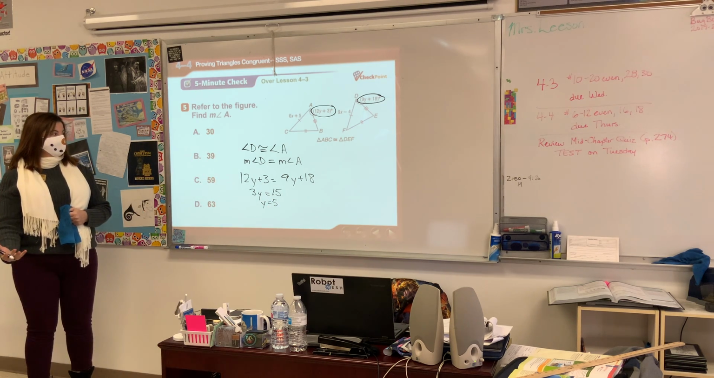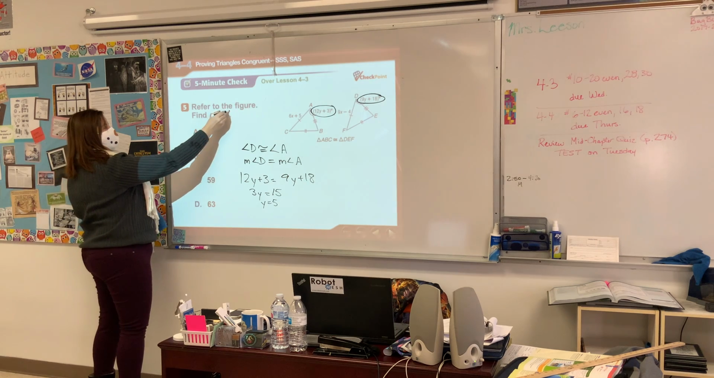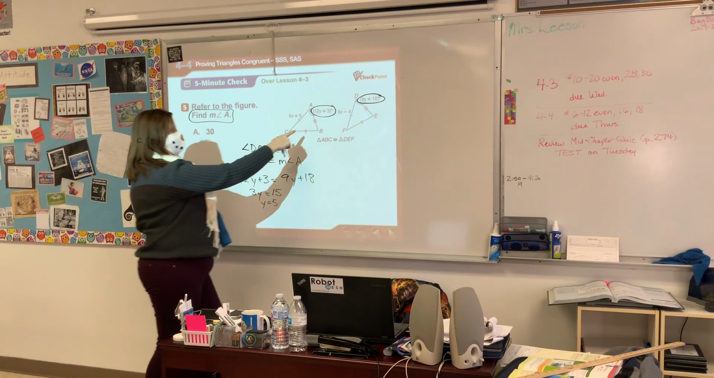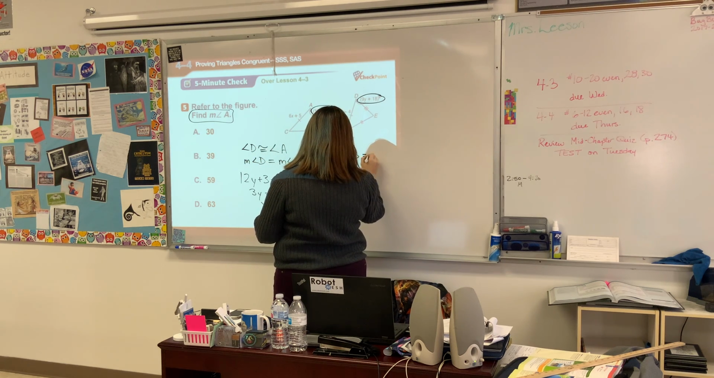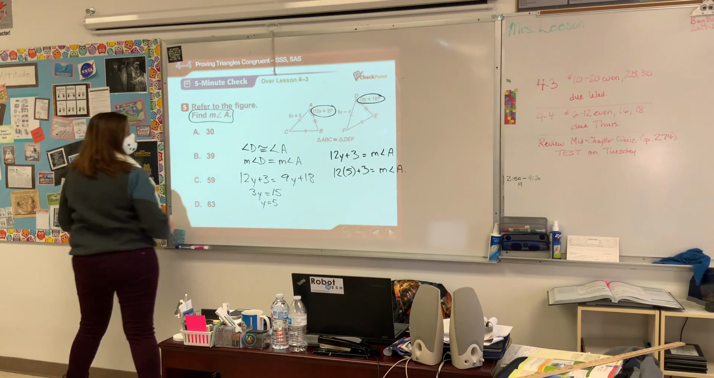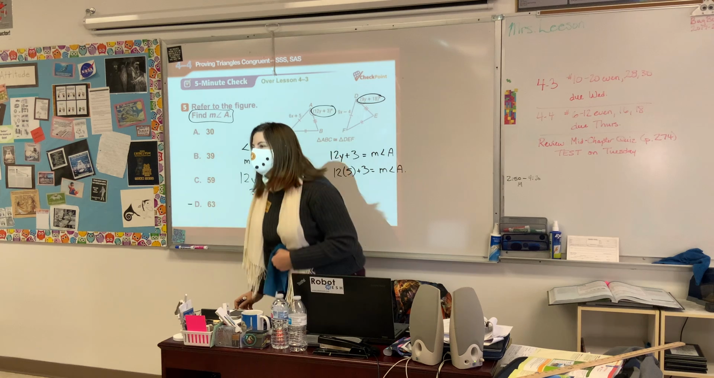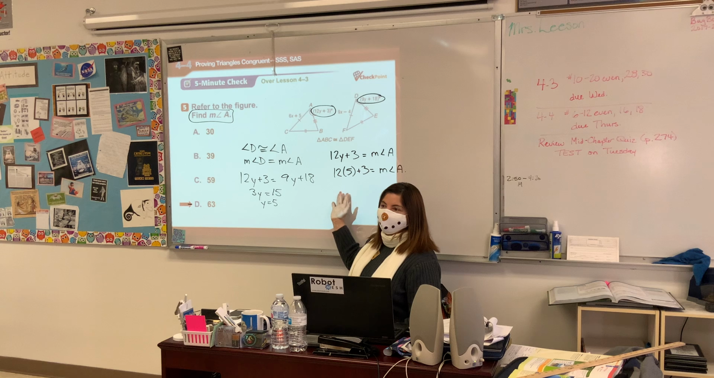Am I done? It's not an answer choice. I'm not done. We weren't asked to find y, we were asked to find the measure of angle A, which is 12y plus 3. And that's 12 times 5 plus 3 equals the measure of angle A. 12 times 5 is 60. Add 3, and you should get 63. It's magic. That's as difficult as the homework's going to be.